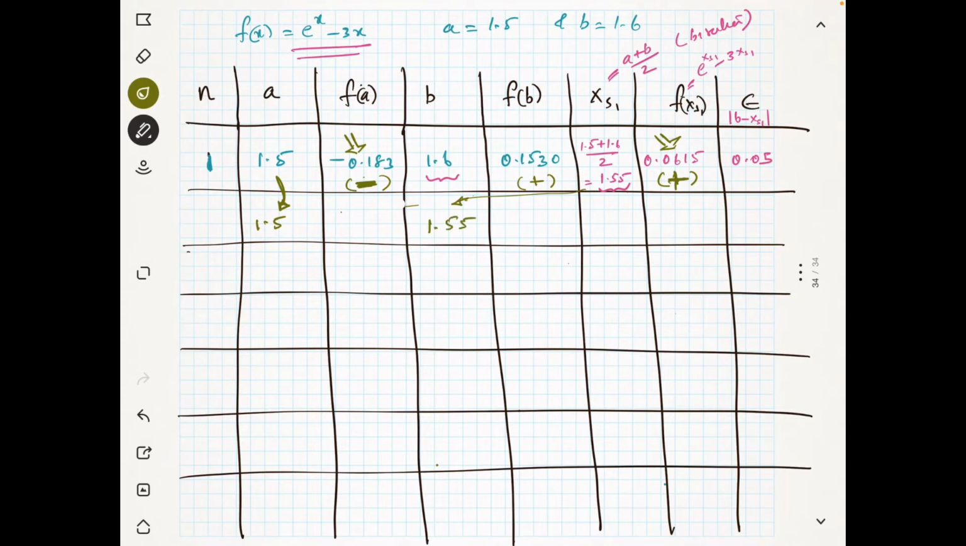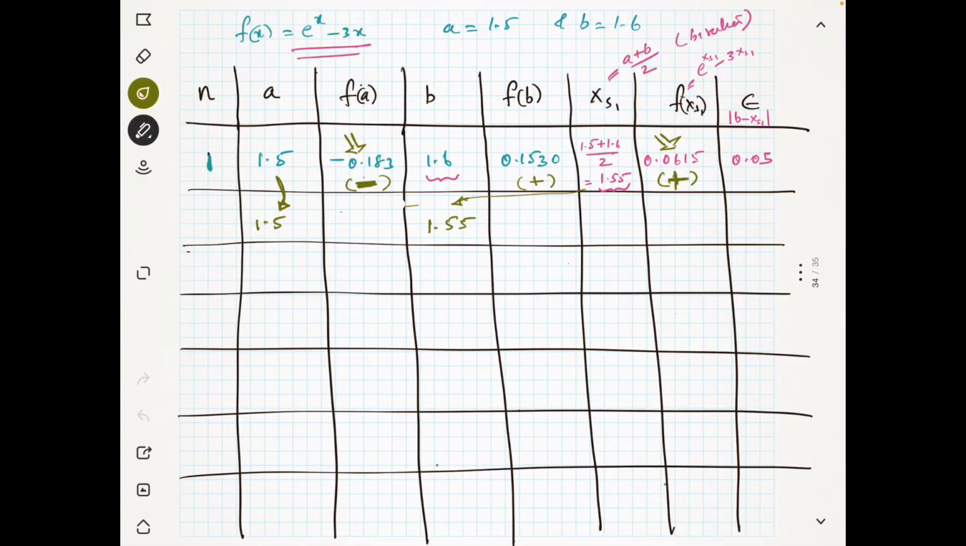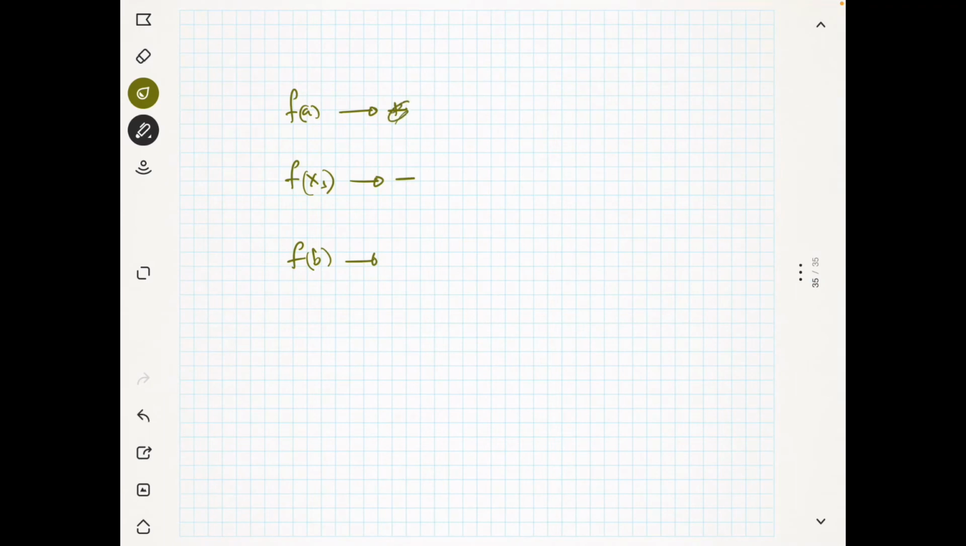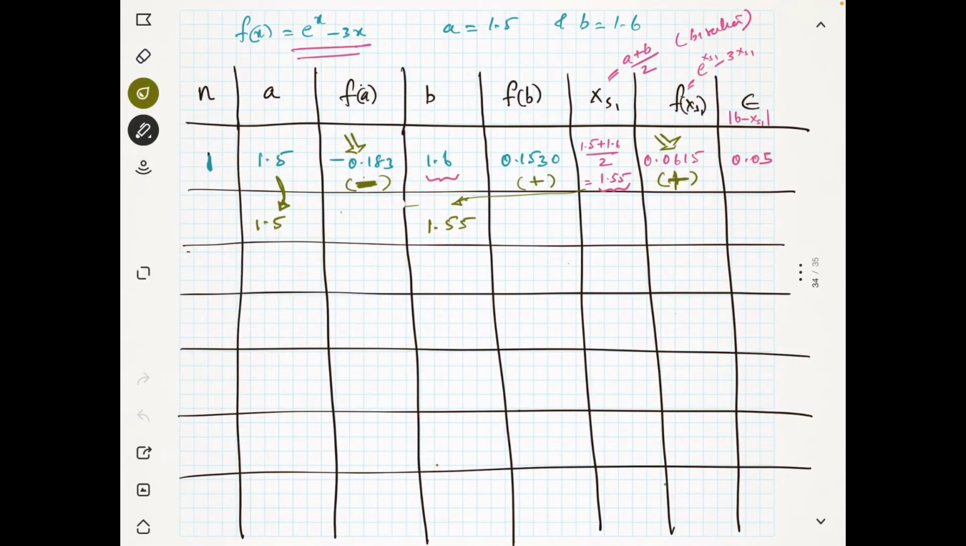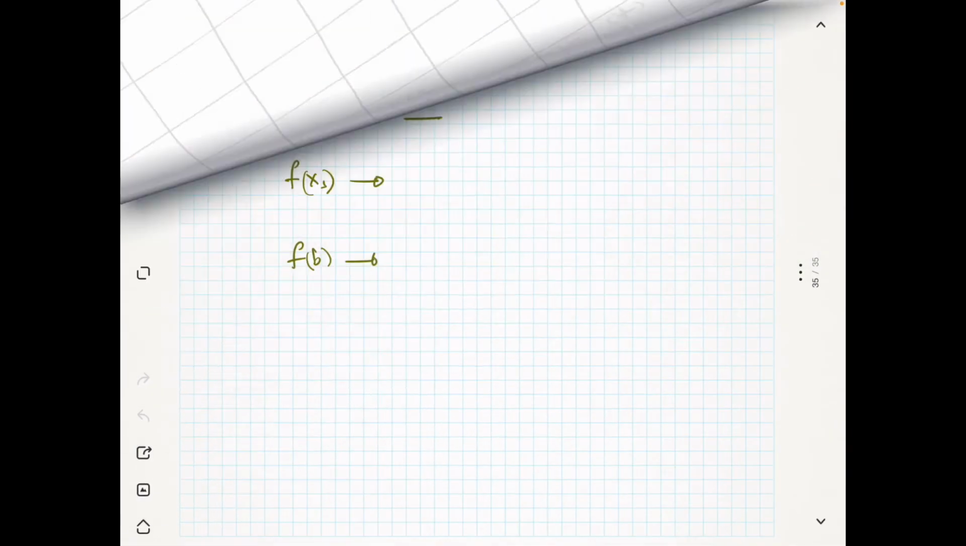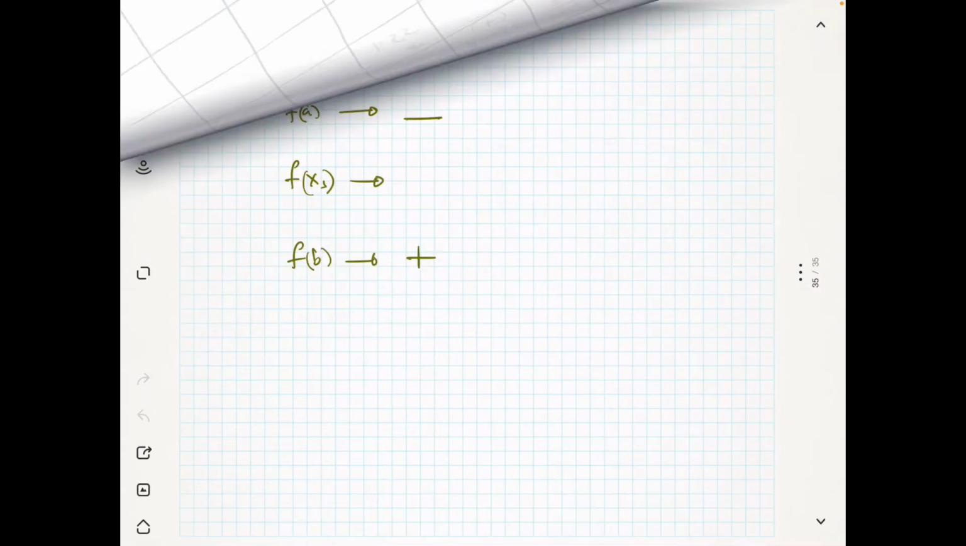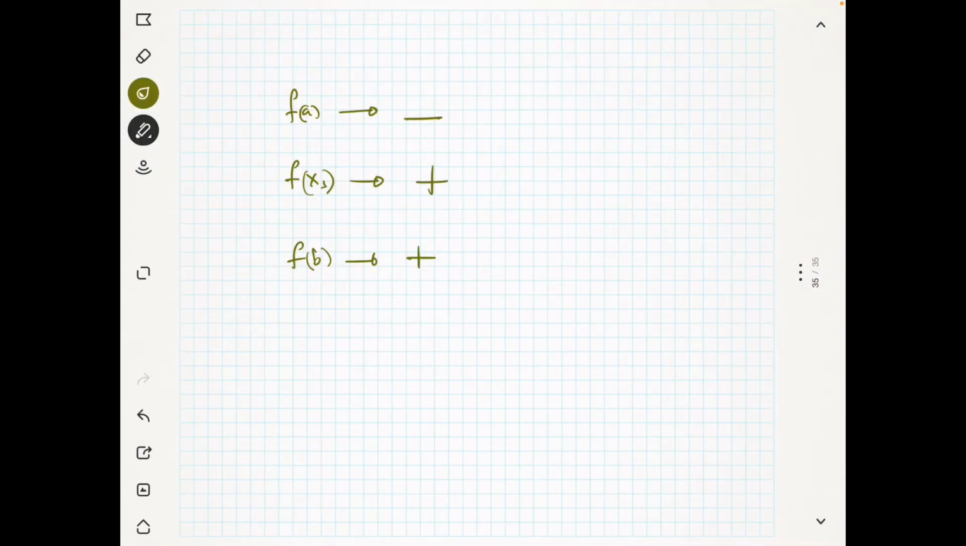Why am I taking it like this? Because my f of a is negative and f of b is positive, and f of x_s is, what is f of x_s? It is positive. Yes, so this is how the graph is actually going.